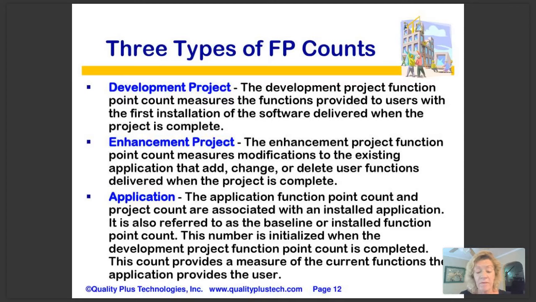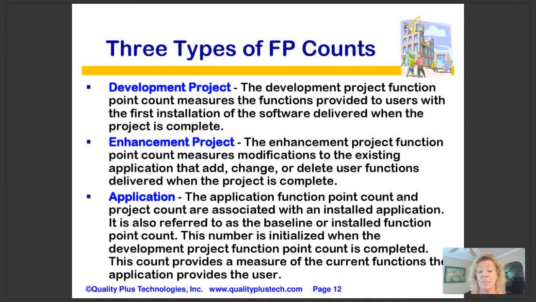So we might renovate. We might have had a report that we've added fields to, or a report that we changed the calculations, or a report that we've changed the processing logic. If any of those things change, we count that area as it looks after the project as part of that enhancement project. We might also remove some user functionality. We might no longer need some data entry. We might remove some EI processes. That gets counted as part of my enhancement project.